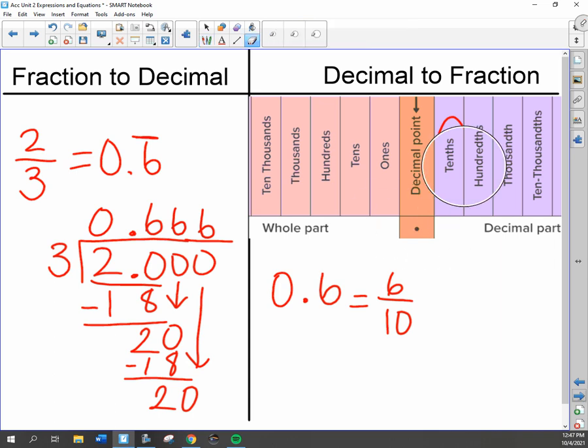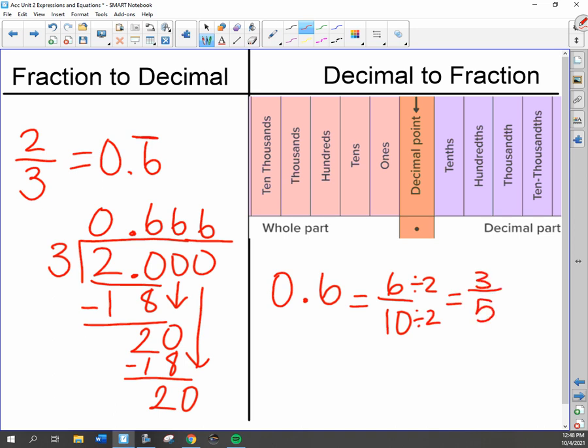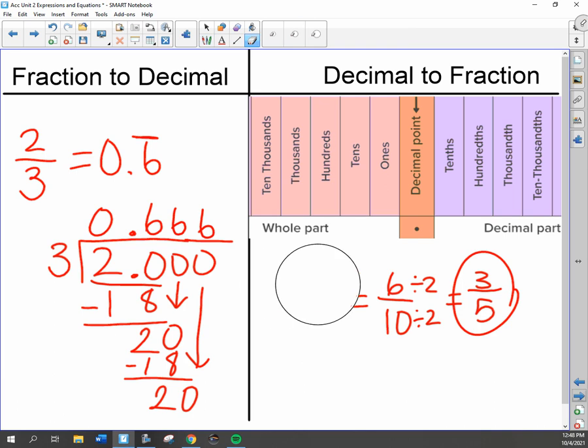You just read your place value chart. Now, that's not simplest form, so I have to make it simplest form. So both of them can be divided by 2, and 6 divided by 2 is 3, and 10 divided by 2 is 5. So 0.6 as a fraction is 3/5. It's just a different form. Same number, just a different form. Let's try one more of those.